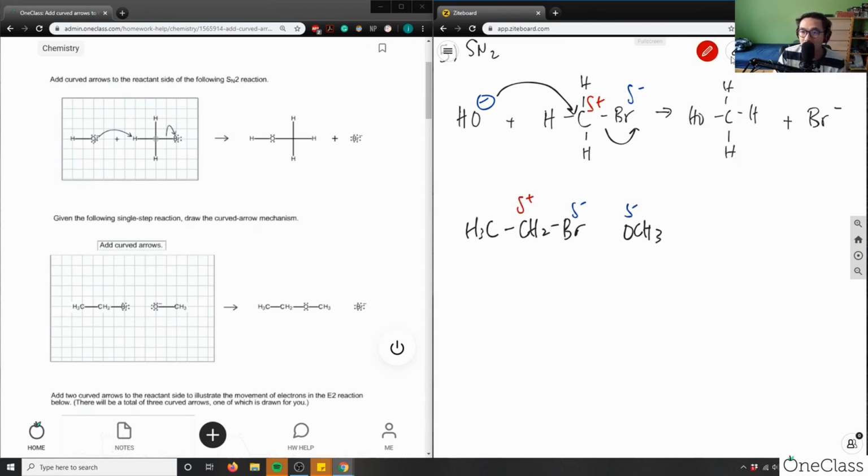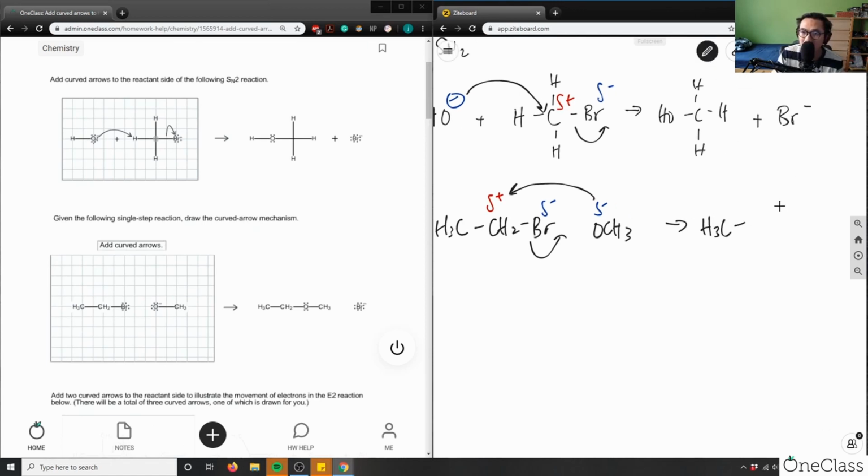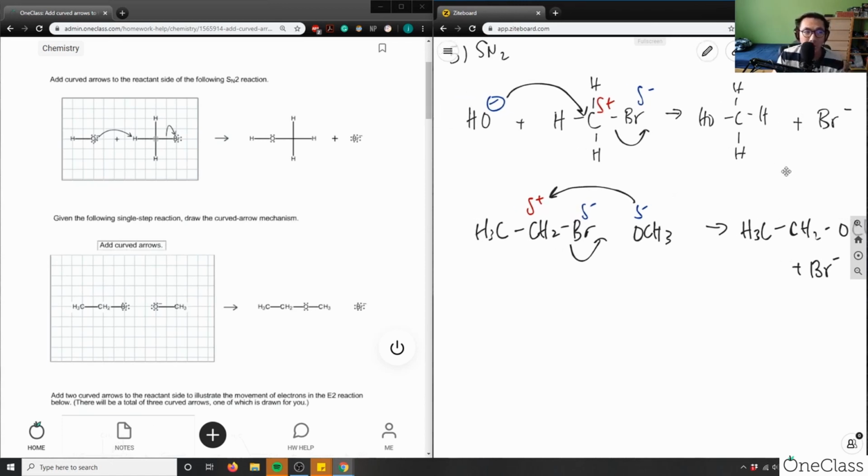So again, this is another SN2, right? This oxygen is going to come attack this carbon here, and it's going to kick out this bromine. So I'm going to get an H3C that's not affected here, and then a CH2, and then this OCH3 would be my answer here, and then I get bromide as the side product. So again, this is a one-step reaction, right? SN2 is a bimolecular reaction, and it takes one step. Backside attack, inversion of stereochemistry, right?